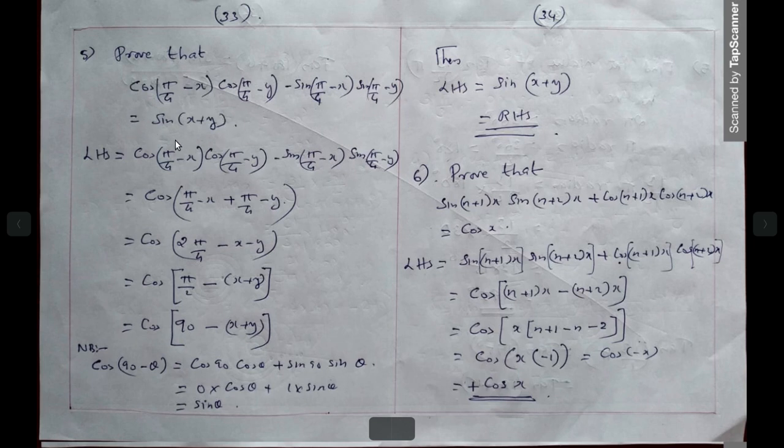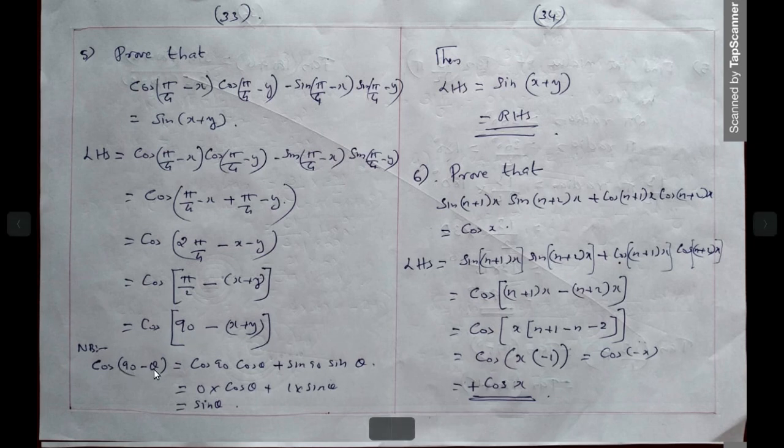So we have to finalize the answer as sin(x + y). Here it is of the cos a cos b − sin a sin b form, that is cos(a + b). Here a means π/4 − x, b means π/4 − y. So cos(a + b): π/4 and π/4 make 2π/4. Then minus x minus y, we take minus outside, minus of (x + y). The 2 and 4 cancel, so we get cos(π/2 − (x + y)).